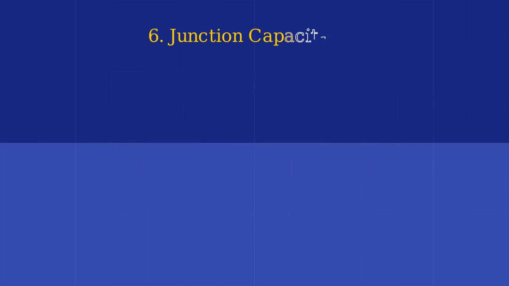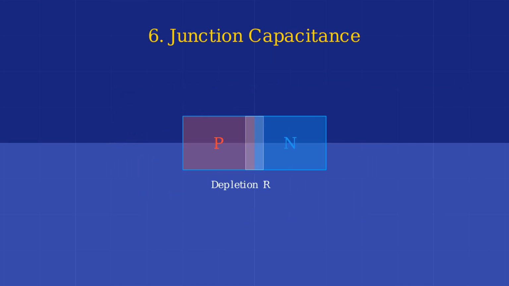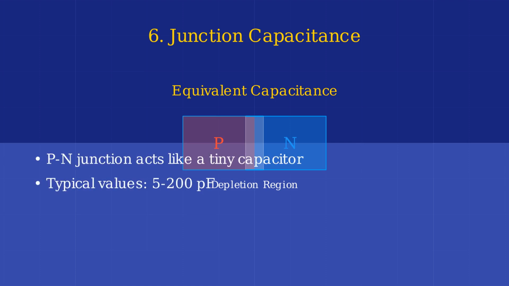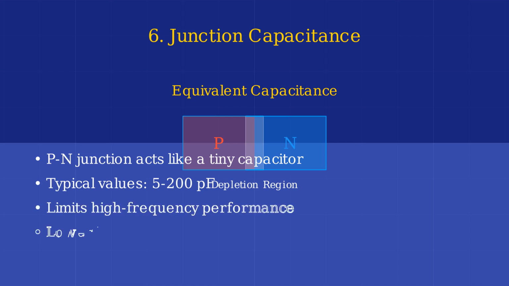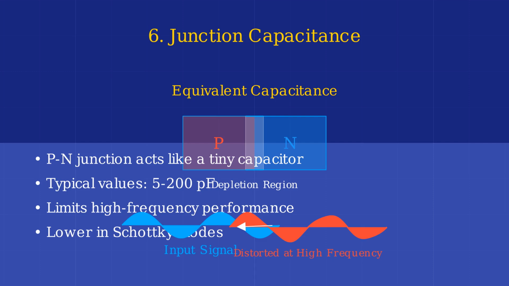Junction capacitance is a parasitic effect that occurs at the p-n junction. The depletion region acts like a dielectric between two plates, forming a small capacitor. This capacitance typically ranges from 5 to 200 picofarads, depending on the diode type and size. Schottky diodes have lower junction capacitance than standard p-n diodes. Junction capacitance becomes problematic at high frequencies, limiting the diode's performance by distorting signals and increasing switching losses.